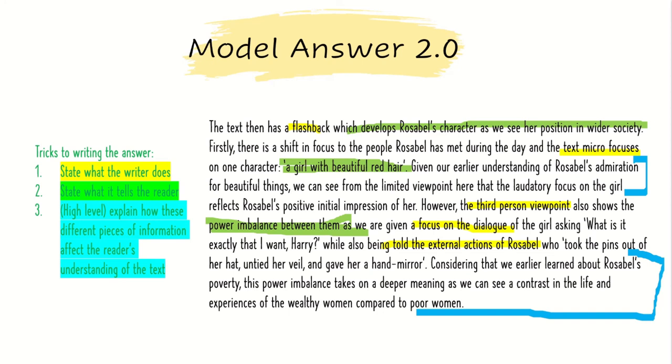I could stop there and get full marks based on what I've written so far, because I've got my yellow and my green and my blue. My second paragraph in particular is really rich in the blue. Half of it is about how the different pieces of information affect the reader's understanding, because I keep comparing beginning and middle, beginning and middle, and I would be able to get 8 out of 8. I don't need to write anymore.